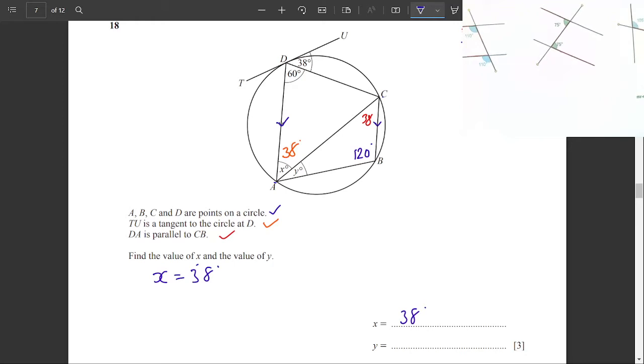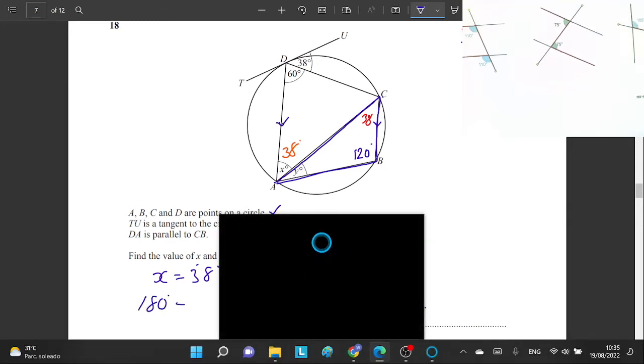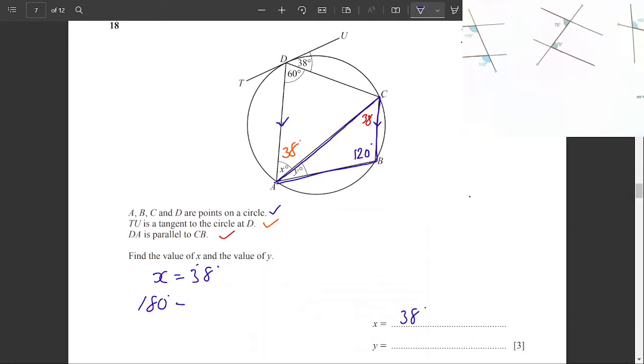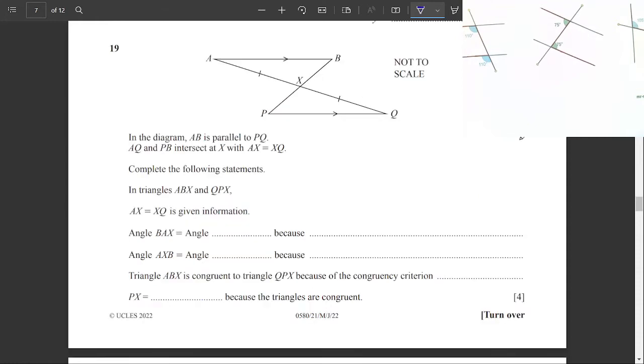Find the value of y. Now look at that. We already got a lot of information written down there. So to find y in the end, we just need to do angles in a triangle, which equals 180. So that's 180 minus the 120 and the 38, which will give us 22 degrees. And we've done it. Found it all by just looking very carefully at the information they've given.